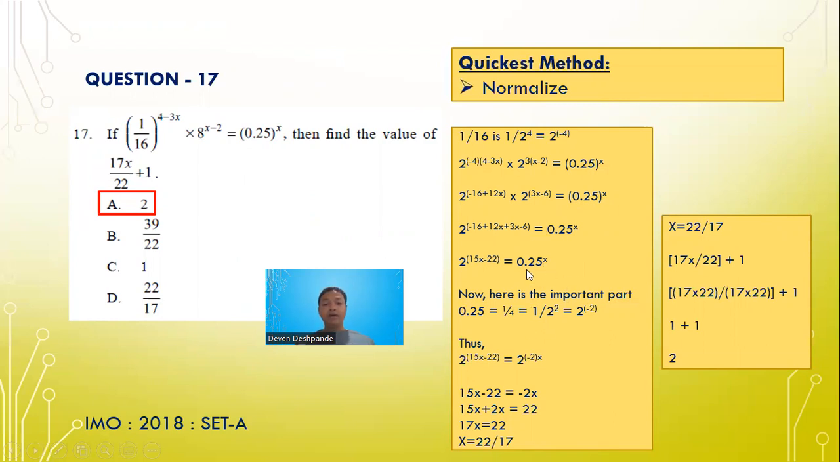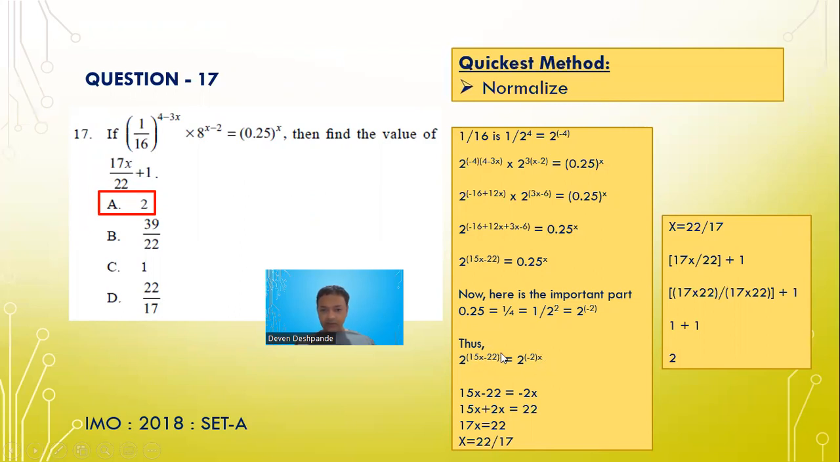Now this is the main part. What is 0.25? 0.25 is 1 upon 4, isn't it? 1 upon 4 is 0.25. So 1 upon 4 is 1 upon 2 raised to 2, because 4 is 2 raised to 2. And 1 upon 2 raised to 2 is 2 raised to minus 2. So this will be 2 raised to 15x minus 22 is equal to 2 raised to minus 2, raised to x.